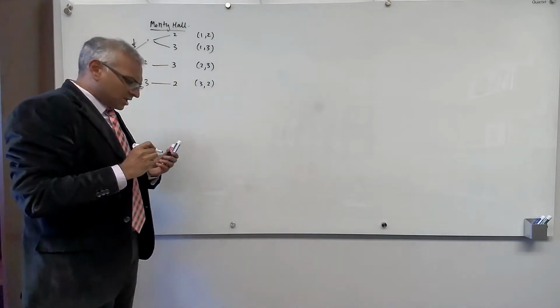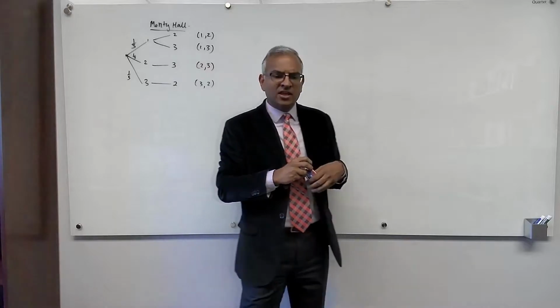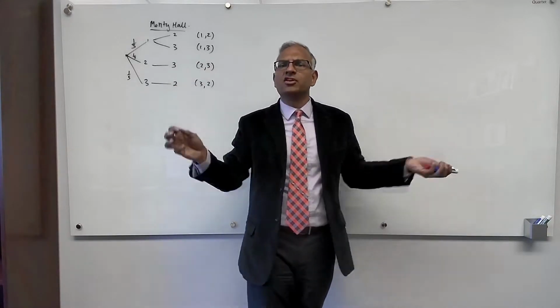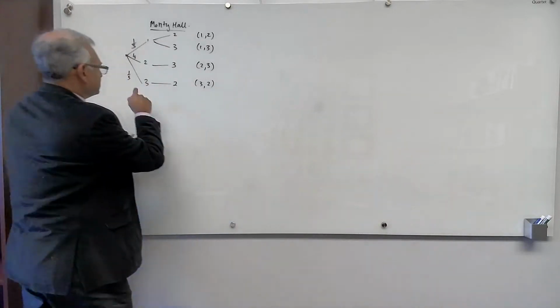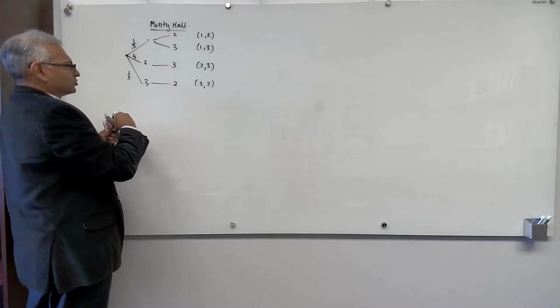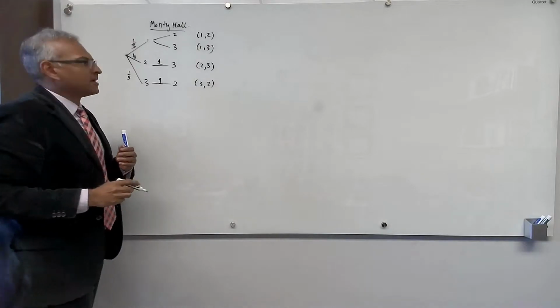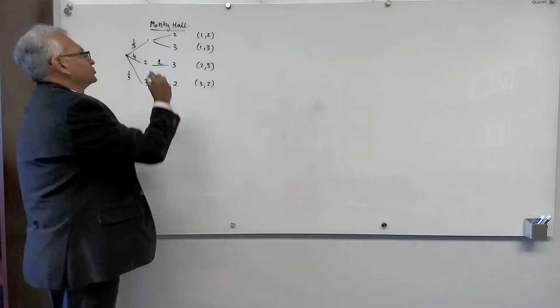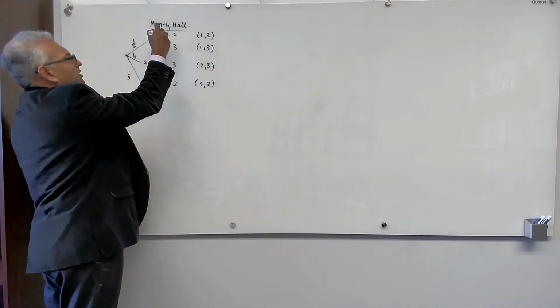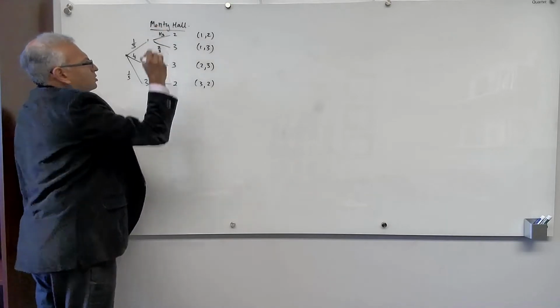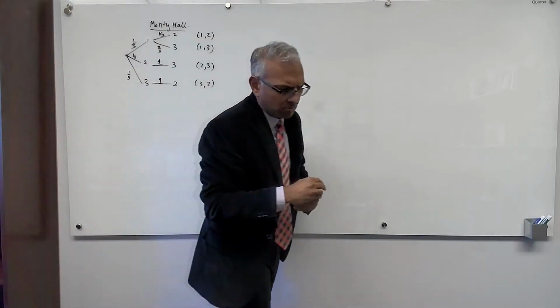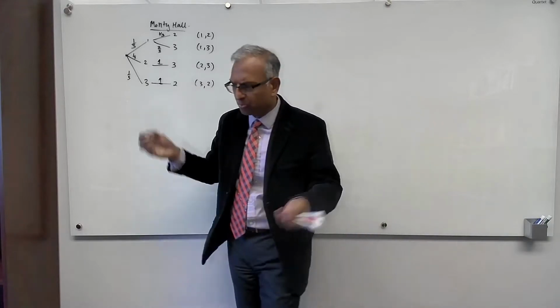Now the twist is that Monty, if he has both doors available to open, prefers to open door 3. In this case, he has only one door to open, which is door 2. In this case, he has only one door to open, which is door 3. But here he prefers door 3 to 2. So 2/3 of the time he will open door 3, and 1/3 of the time he will open door 2. So Monty just has a preference. If he can, he'll open door 3.